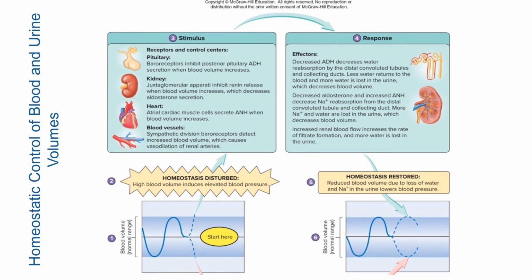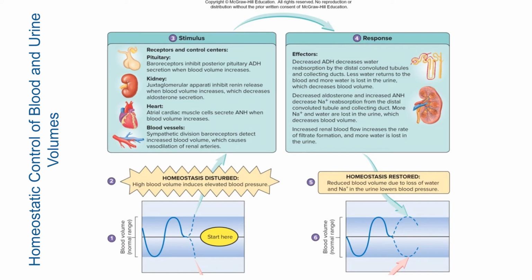The heart, the atrial cardiac muscles secrete ANH when blood volume increases, and the blood vessels do have sympathetic division baroreceptors detecting increased blood volume, which causes vasodilation of the renal arteries. With this stimulus, of course, there will always be a response, and the effectors would be having the reaction of decreased ADH, which decreases water reabsorption by the distal convoluted tubules and collecting ducts. Less water returns to the blood and more water is lost in the urine, which decreases blood volume.